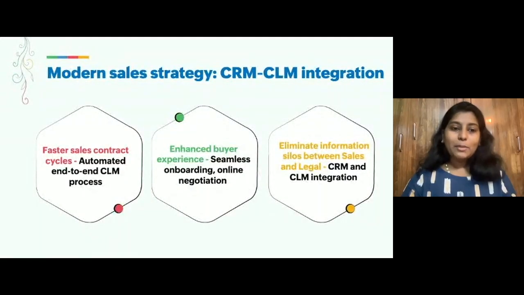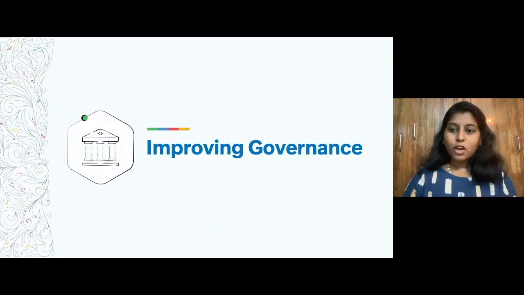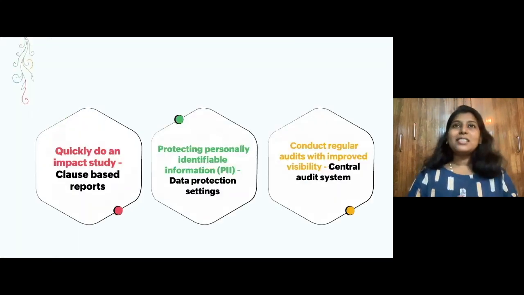So moving back to whatever strategy we were talking about, you'll be able to see faster sales contract cycle time, enhanced buyer experience, and eliminate the information silos between sales and legal. So as I mentioned, it will help you to improve contract cycle times, reduce operational cost, and minimize revenue leakage. And then moving on to the next aspect of improving governance. So, as I mentioned earlier, regulations are cropping up more often than ever before. And to implement such regulations, we need to do an impact study. And we will now see how Zoho Contracts is going to help you to do that.